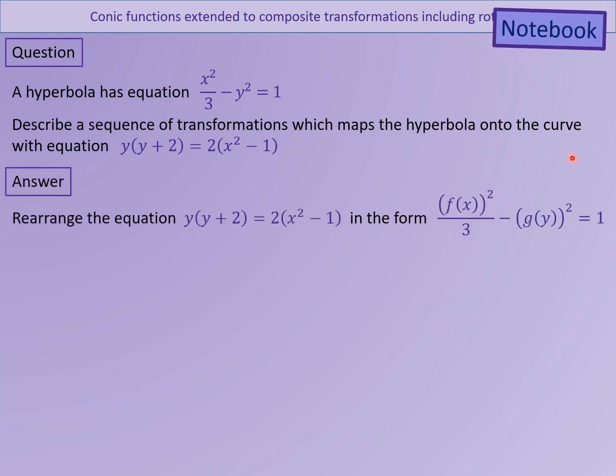Okay, so nice and clear for your notebooks then. I need to rearrange that equation. This equation is just given to me, and it needs to look similar to this form. In other words, it's got to be some function squared over 3, minus some function squared, equals 1. That's how I've got to rearrange this. So how am I going to do that?